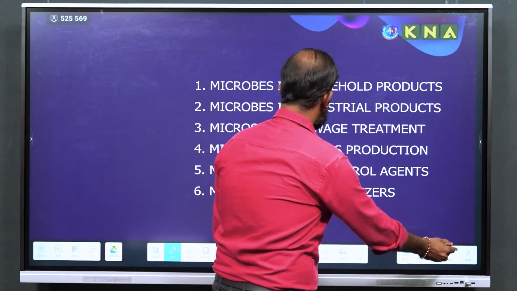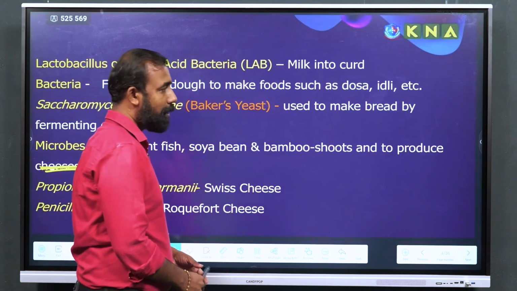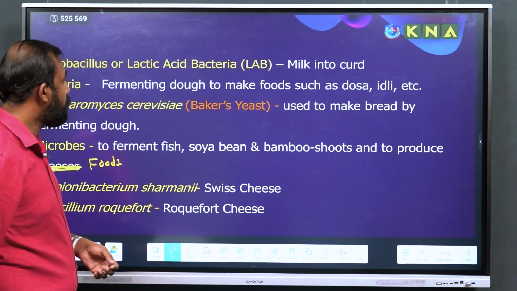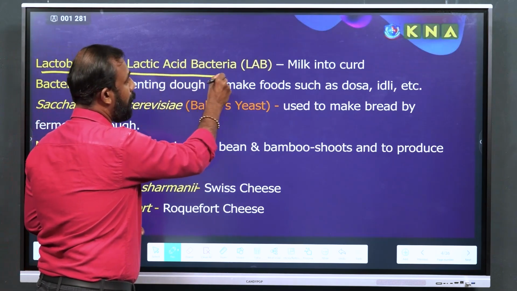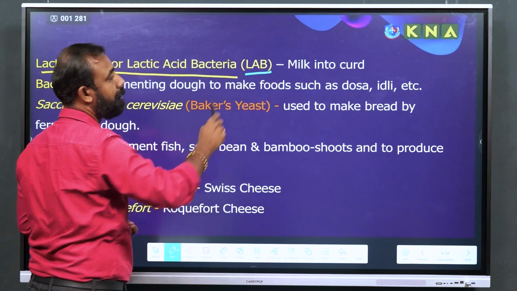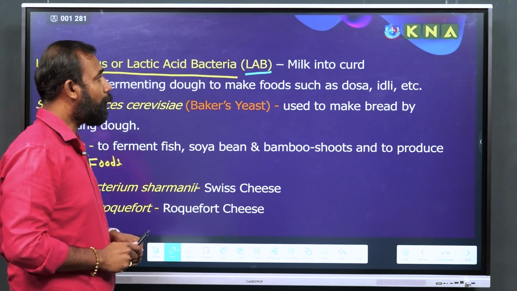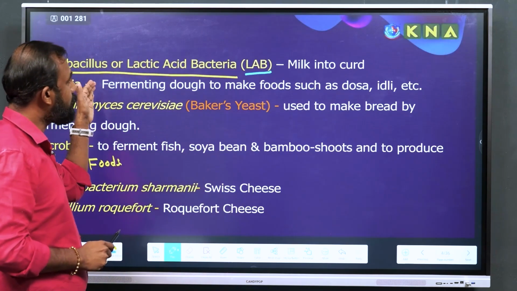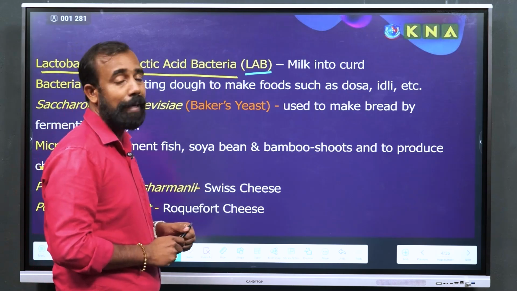So first we are going to discuss microbes in household products. These are some important microbes that are used in the production of household products. The first one is Lactobacillus, or lactic acid bacteria. Simply, we can say LAB. Lactobacillus or lactic acid bacteria are used to convert milk into curd.